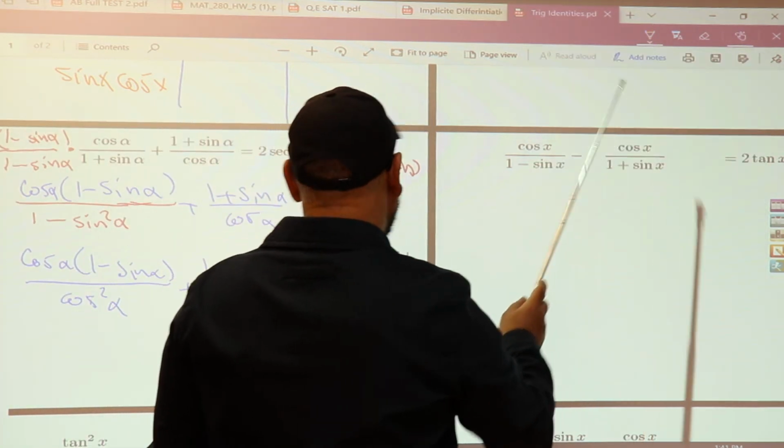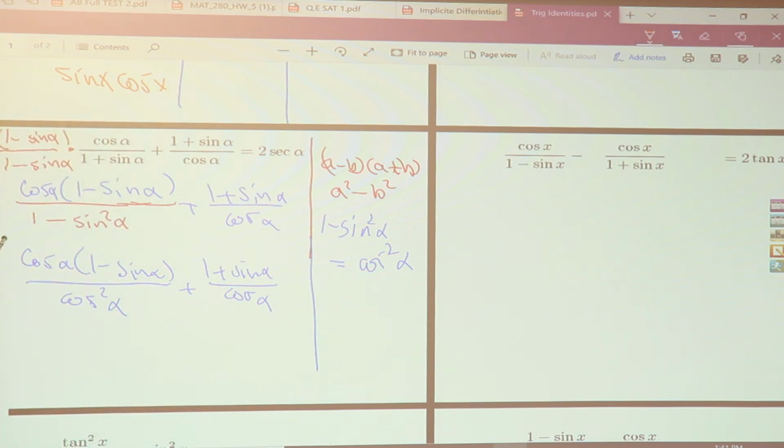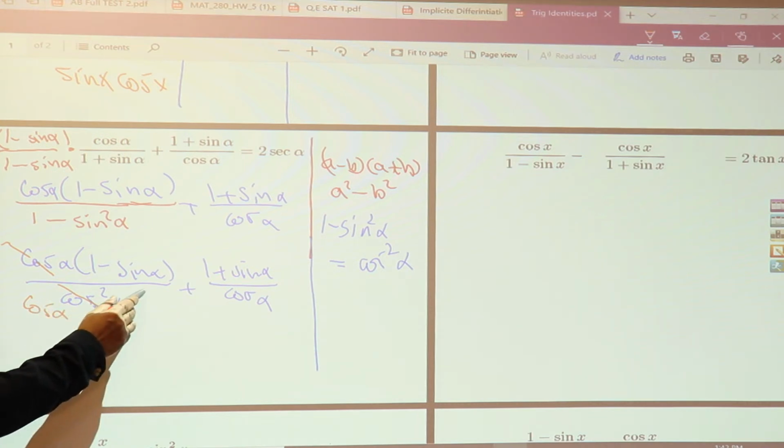J is saying I can cancel what? This and left with cosine alpha. Then what J said? I can cancel cosine alpha with cosine square alpha, right? Do I have time, J? Do I have any extra time? Can I finish this problem? Okay, thank you.